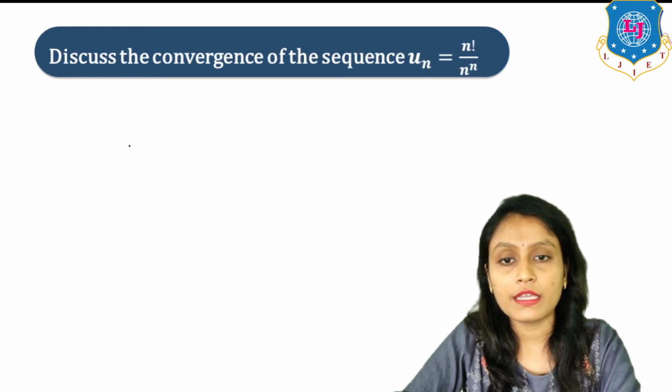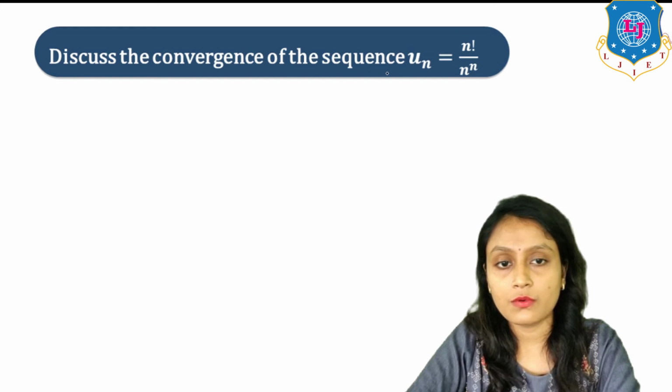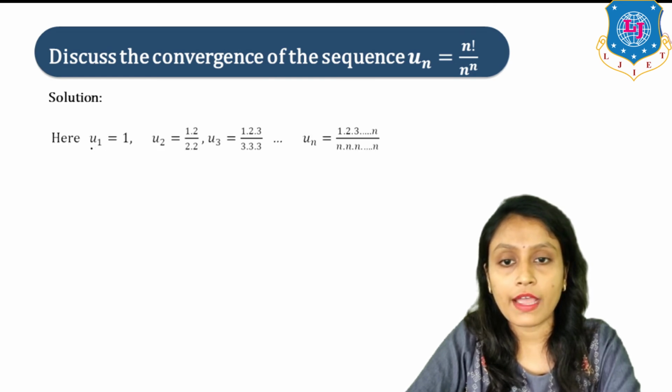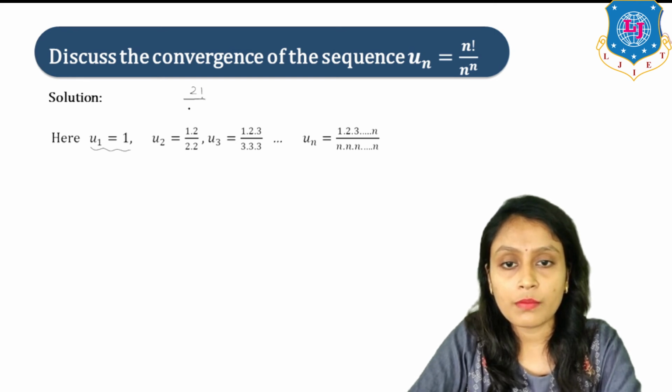Now let's begin with the example. Discuss the convergence of the sequence un equal to n factorial upon n raised to n. So let's begin with the solution. Firstly, find u1. In place of n just substitute 1. So you will get u1, that is 1. Then u2, that is 2 factorial upon 2 square. So 2 factorial you can write as 1 into 2, upon 2 square, which you can write as 2 into 2.